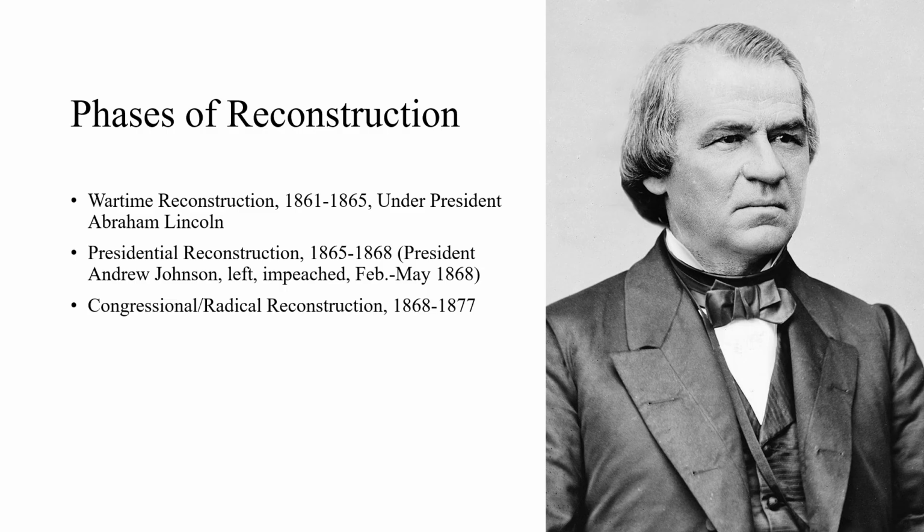But after Johnson's impeachment, he does not seek re-election, and that ushers in the congressional or radical phase of Reconstruction, which lasts from 1868 to 1877. In this final phase, the radical Republicans are in charge of Congress, and they're working with a new president, Ulysses S. Grant, former commander of all of the Union armies, and Grant is much more supportive of Reconstruction than Johnson was.